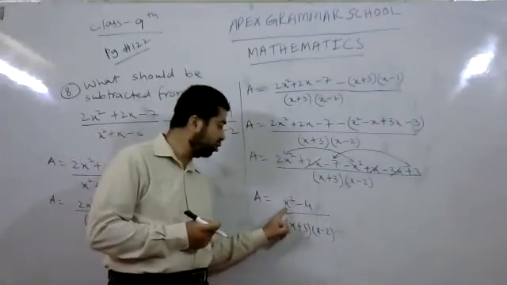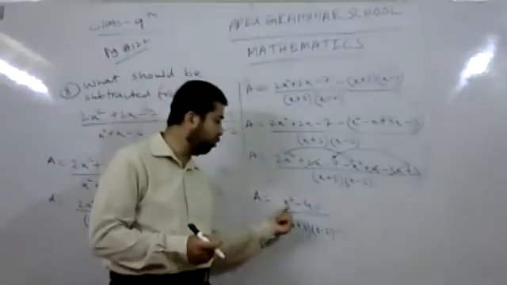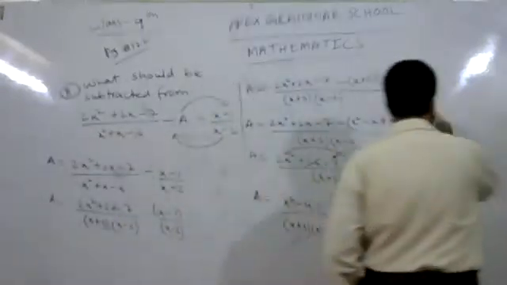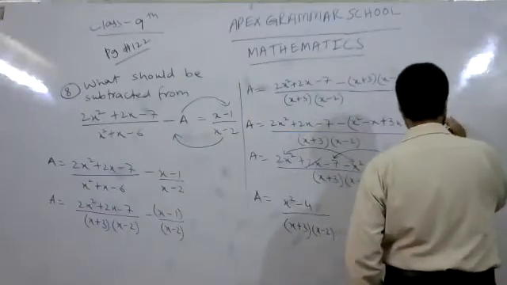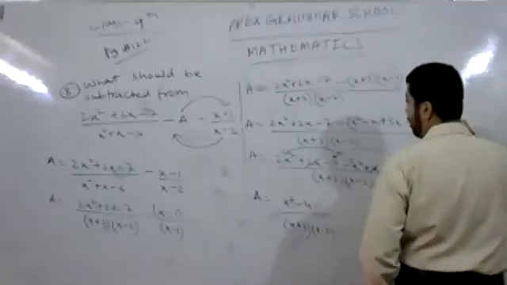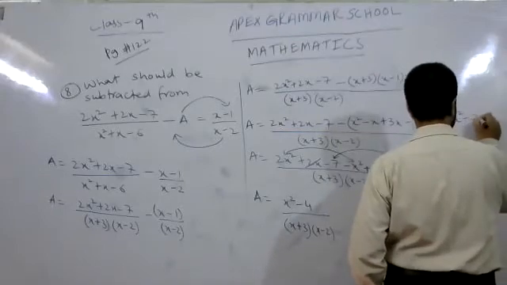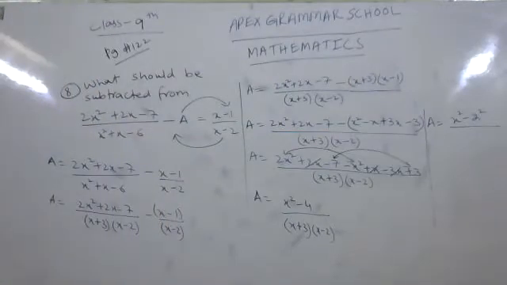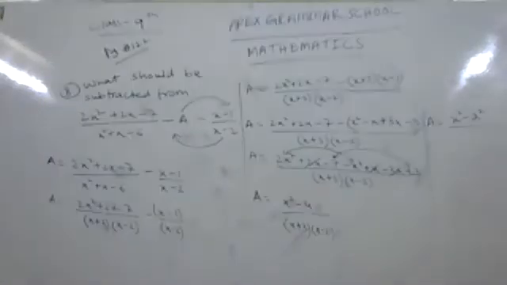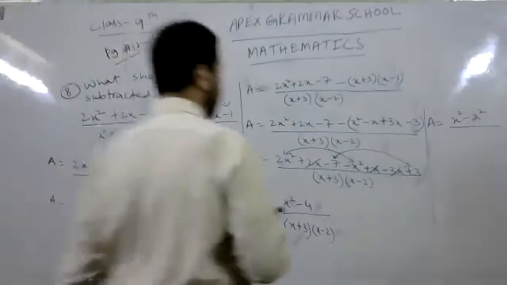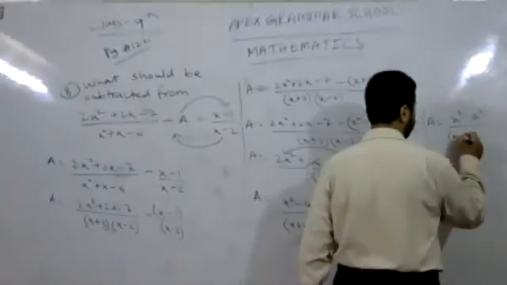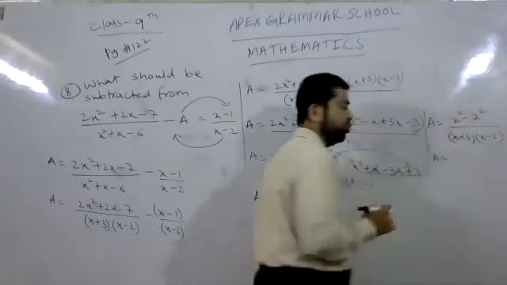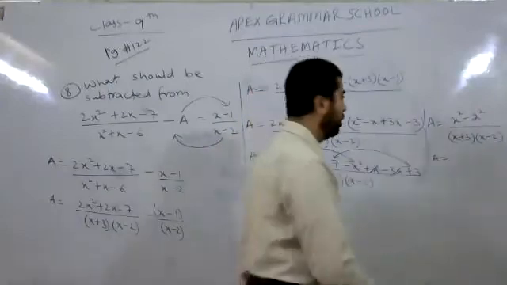minus 4. This is square and 4 is also square. So between two squares, there must be a negative sign. So it is the formula that A is equal to, you can say, x square minus 2 square. X square minus 2 square is just of the type of formula A square minus B square, which is equal to A plus B into A minus B. You know that A square minus B square type formula is equal to A plus B into A minus B.